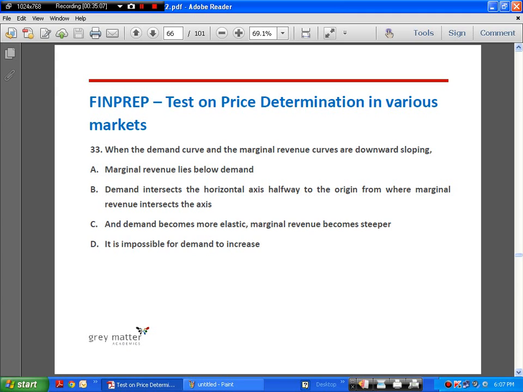So, when the demand curve is downward sloping, we always see that the marginal revenue lies below it. In case of a demand curve parallel to the x-axis, marginal revenue is equal to the demand curve, or marginal revenue is equal to the average revenue curve. But when the demand curve is downward sloping, marginal revenue always lies below it. So the right answer is option A, marginal revenue lies below demand.